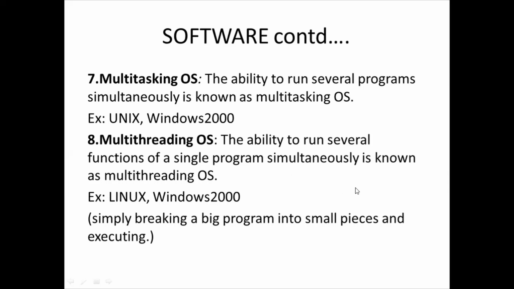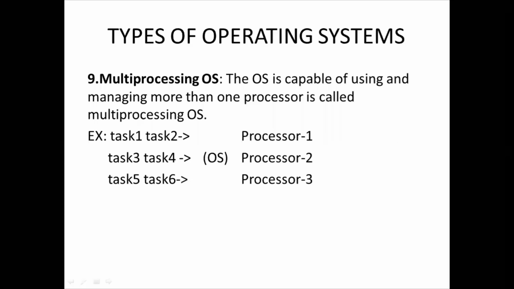That is called a thread. In that way the execution process will go on here. Next is multiprocessing operating system. An operating system capable of using and managing more than one processor is called a multiprocessing operating system. Here, more than one processor is available.